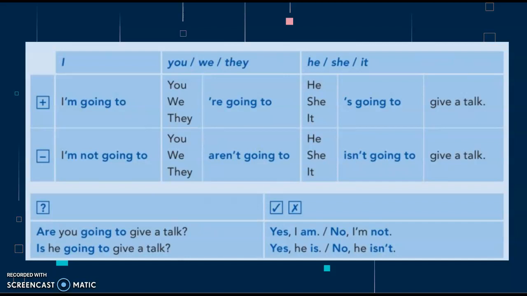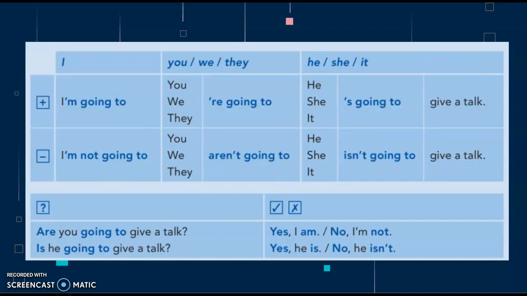For negative sentences, again, start your sentence with the subject, followed by the conjugated form of the verb to be, add the particle not, then going to, after that, the infinitive of the verb, and finally, if necessary, the complement, followed by a period. For example, I'm not going to give a talk. They aren't going to give a talk. She isn't going to give a talk.